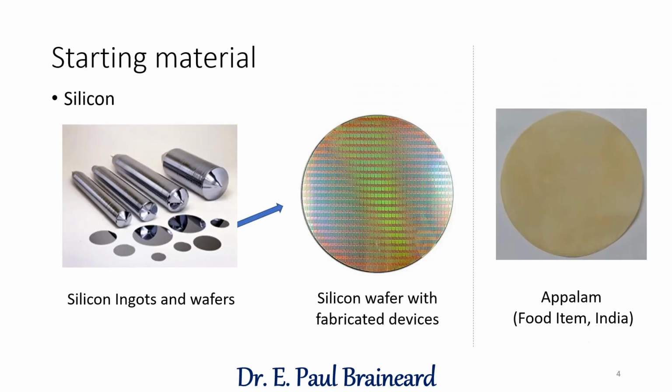Well, what is the starting material to fabricate semiconductor devices? It is silicon. They are manufactured in forms of cylinders called ingots, then sliced into wafers. More or less, they look like Indian food, appalam or papad. After fabricating the devices, the final wafer will look like this. Each square or rectangle may represent a semiconductor device or circuit.